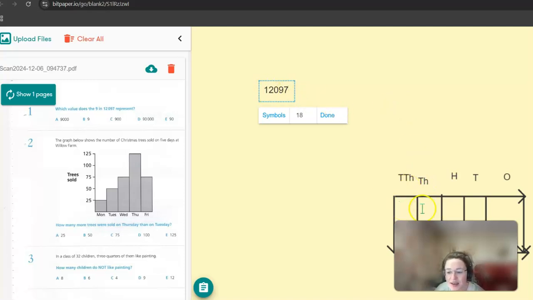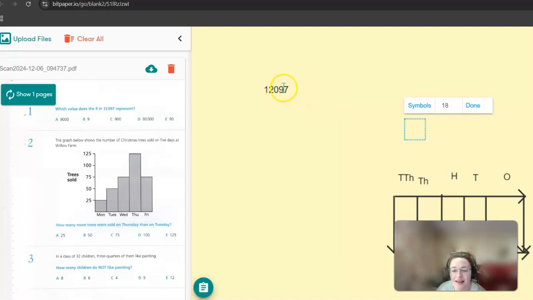So the number is 12,097. So you'll see down here that I have already drawn a grid, a place value grid, which you might recognize from where you've looked at place value before now. And this will help us to answer the question because we'll be able to put each of the digits from the number 12,097 into this grid in order to determine exactly what the value of the 9 in the number is. And then from there, we will look at the different possibilities that we've been given as to the value of 9 and think about which one is correct.